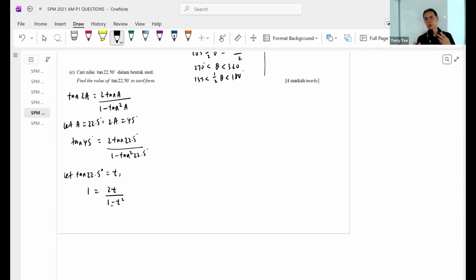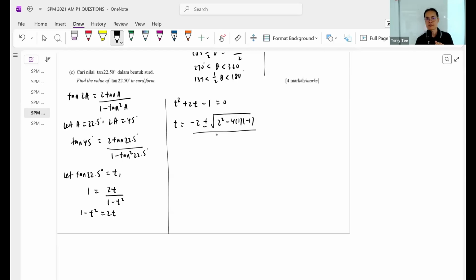So the moment we substitute, what happened? We narrow this down to a quadratic equation that we can solve, right? Bring everything to the right hand side. Let me write t squared plus 2t minus 1 equals 0. You can complete the square or use the quadratic formula. Personally I like to use completing the square, but I know a lot of students don't like it. They'd rather use the quadratic formula, minus b plus minus square root of b squared minus 4ac, divided by 2a.